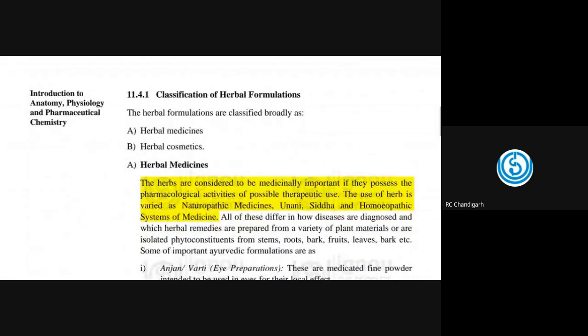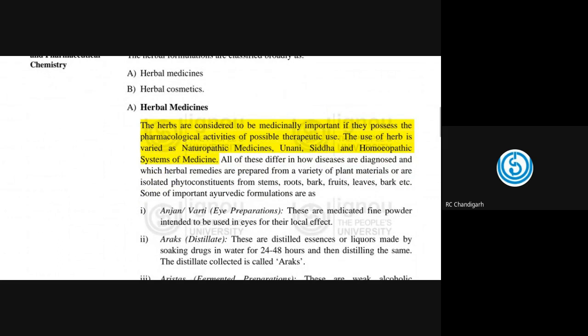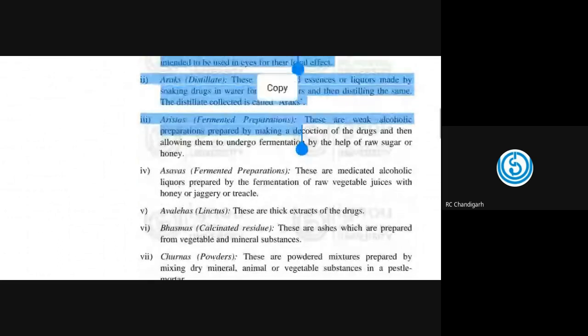Now, classification of herbal formulations. Herbal formulations are classified broadly as herbal medicines and herbal cosmetics. Herbal medicines: the herbs are considered to be medicinally important if they possess the pharmacological activities of possible therapeutic use by that drug. The use of herbs is varied as naturopathic medicines, Unani, Siddha, and homeopathic systems of medicine, which come under the Ayush department of our country also.